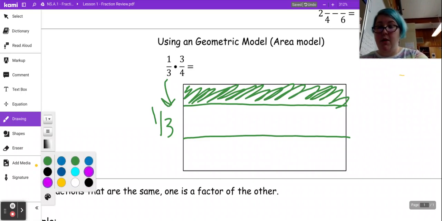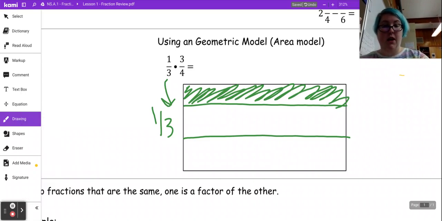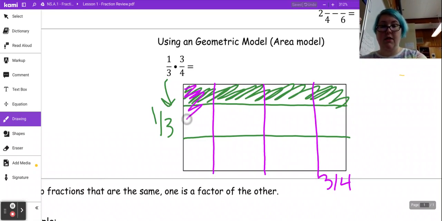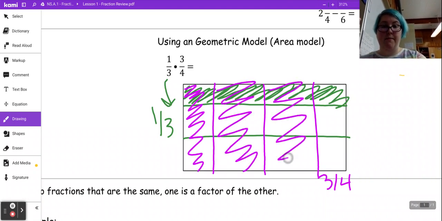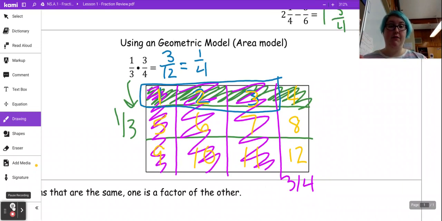Now, we need to account for our 3/4 over here. So we're going to divide this box into 4 equal pieces, and we are going to shade 1, 2, 3 of them.